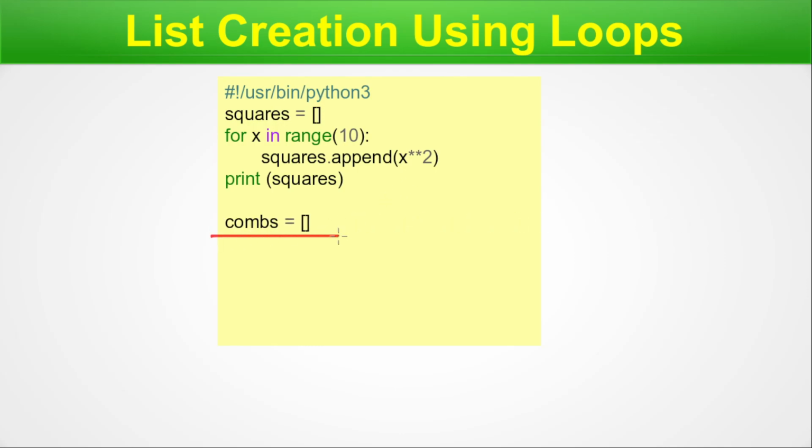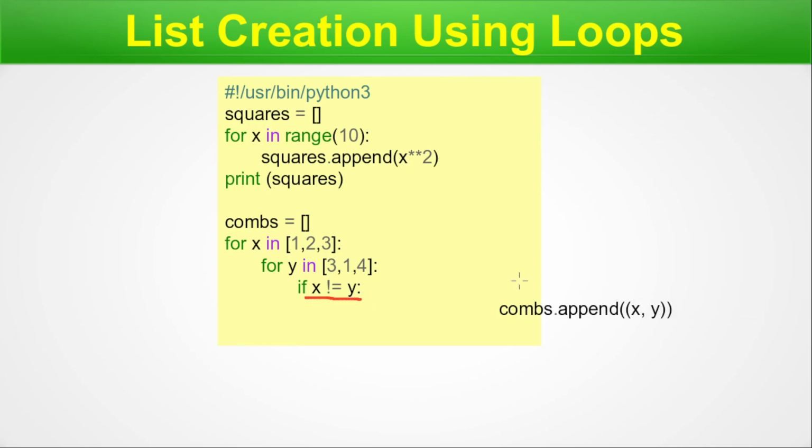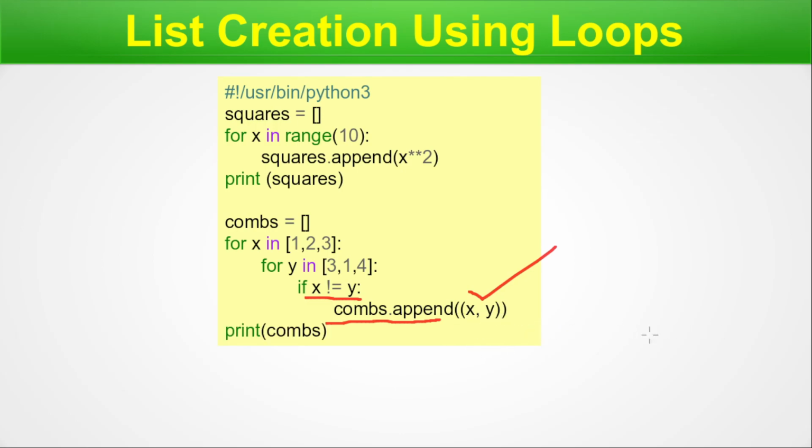Next we have another list, that is comps, that is also empty. We write for x in 1 2 3. So it is a complete list on which we will operate, and that means x will be first 1, then 2, then 3. Using that, here we write for y in 3 1 4. So there is another list, and y will operate like that. We write if x not equal to y, then comps.append, then x comma y. This is a kind of coordinate-like structure, that is x comma y, and then we print the comps.